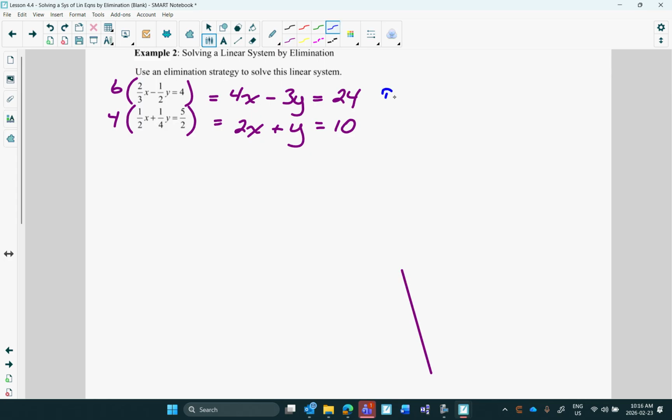We want to do adding or subtracting? We want to do subtracting? Okay. Make the x's the same. What do you have to do to one or the other equation to make the x's the same? Yeah, multiply this by 2, then you could subtract them, and the x's disappear. So we're going to take equation 1, subtract 2 times equation 2.